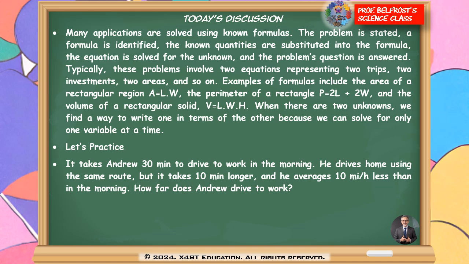Say that it takes Andrew 30 minutes to drive to work in the morning. He drives home using the same route, but it takes 10 minutes longer, and he averages 10 miles per hour less than in the morning. So how far does Andrew drive to work?